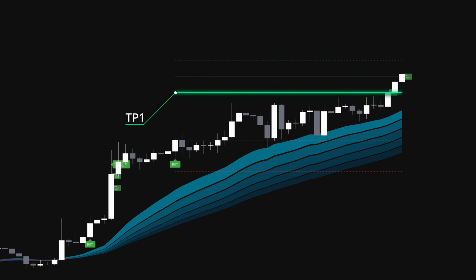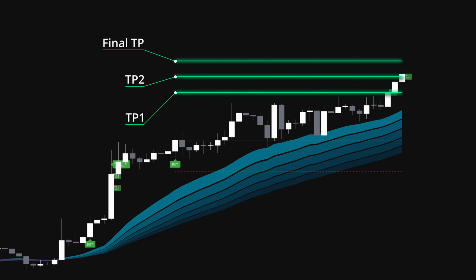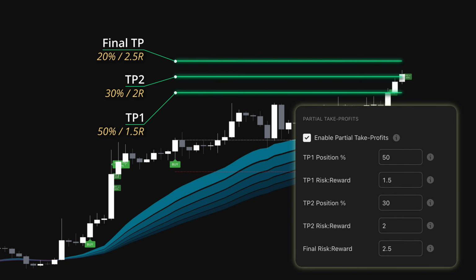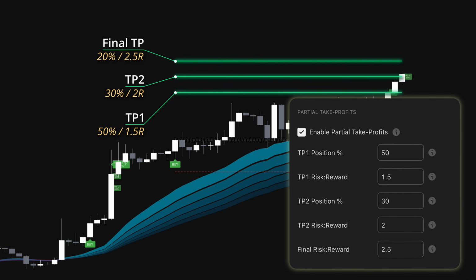TP1 closes a portion of your position at the first target. TP2 closes another portion at the second target. The remainder rides to the final target. Default settings close 50% at 1.5R, another 30% at 2R, and let the final 20% run to 2.5R. You can adjust all of these, the percentages and the R multiples.